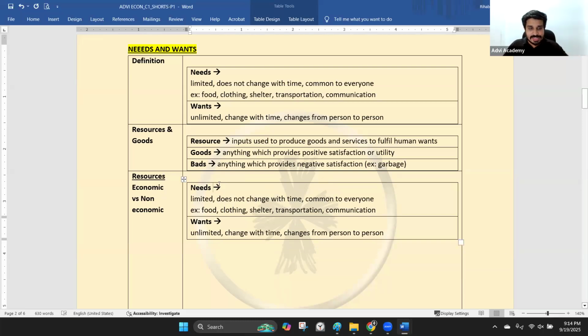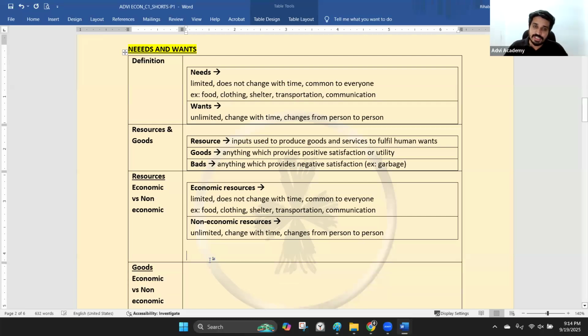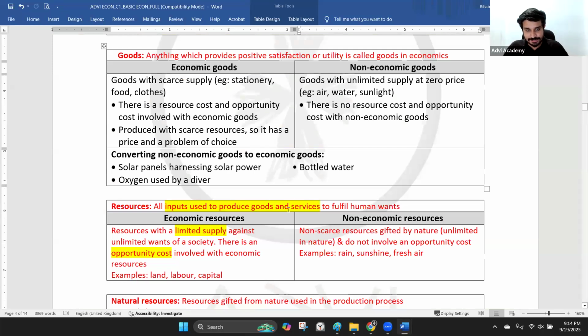Come back to that. So as far as economic is concerned, what do economic resources mean, and what do non-economic resources mean? That is what we are going to talk about now. Always remember, please, for God's sake, remember this. I don't know how many times I have taught this. For years and years I have taught this, but these students still don't remember it.